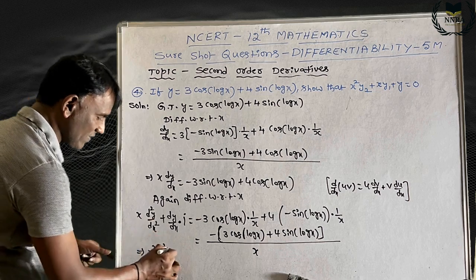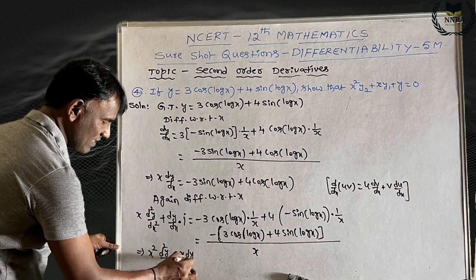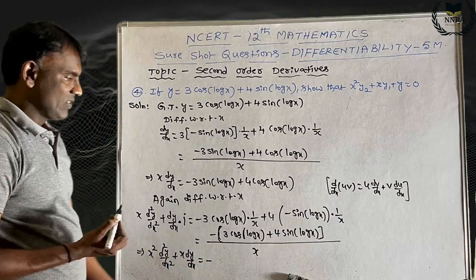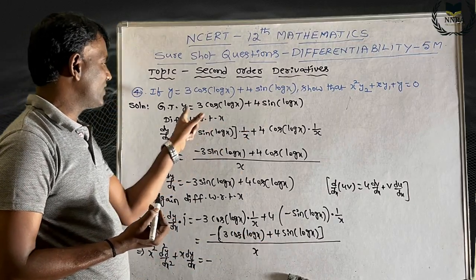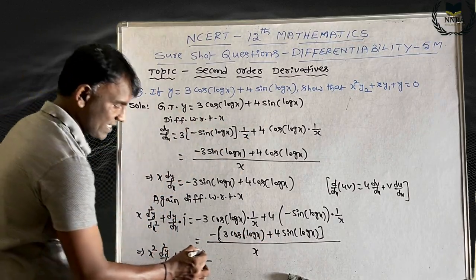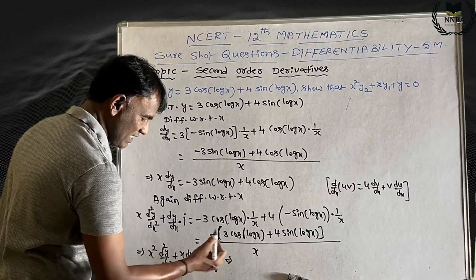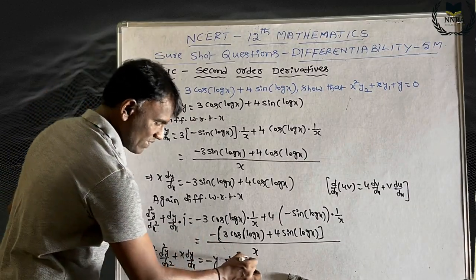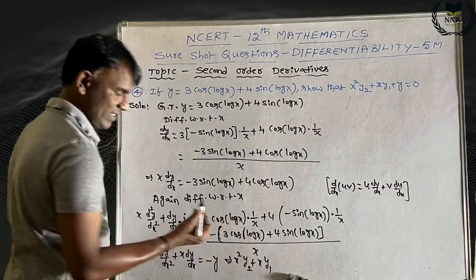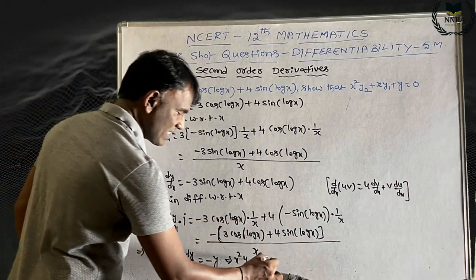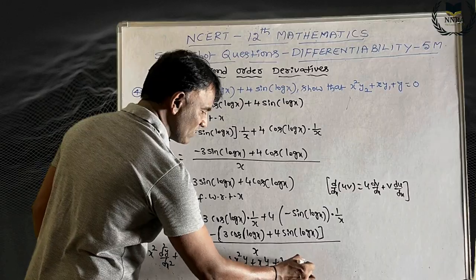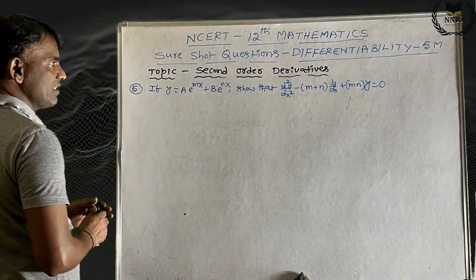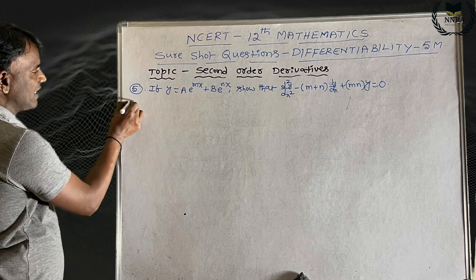Again x into dy by dx, right? Equal to minus. So this whole bracket value is equal to given function y. So just write here y. Clear? And x square d square y by dx square is x square y2. So plus x y1. If you write minus y in left hand side, we get plus y equal to 0. That is the answer. Okay, now this is fifth question. So what is the given value?